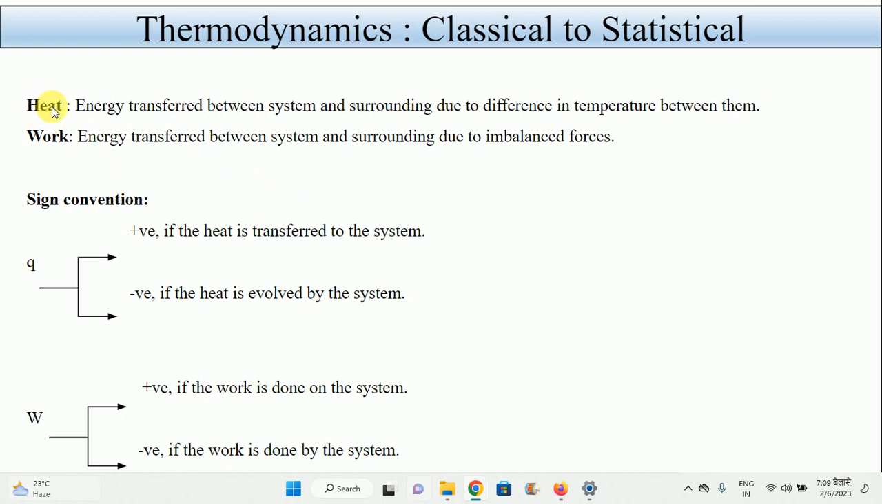Then we have studied heat and work. Heat is energy transferred between system and surrounding due to difference in temperature between them, and work is energy transferred between system and surrounding due to imbalance of forces. As for the sign convention, heat is positive when heat is transferred to the system, and negative when heat is evolved by the system. Similarly, when work is done on the system, it is positive, and when work is done by the system, it is negative. So it is a sign convention.